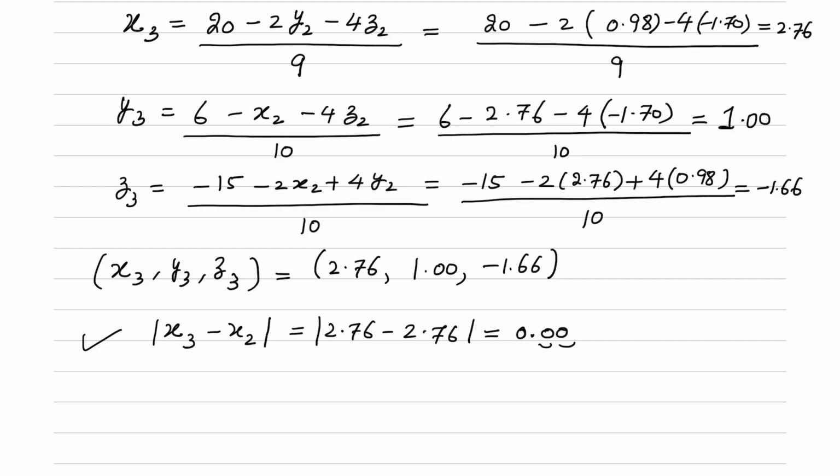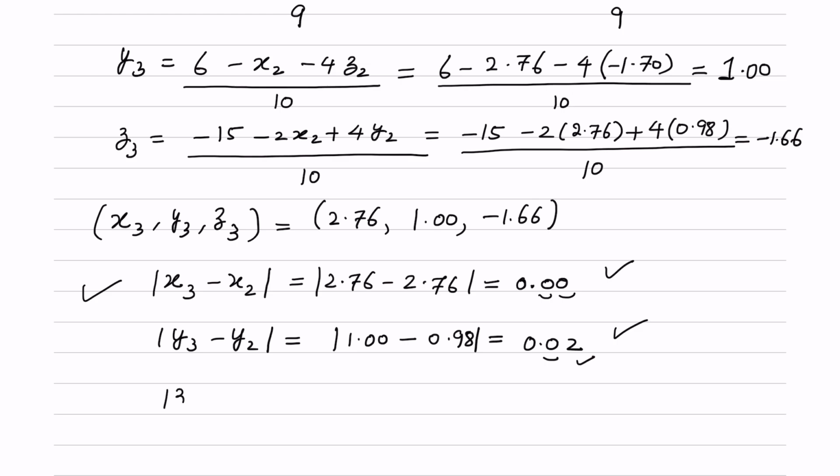So we have already checked x3 minus x2. Now we will check the difference of y3 and y2, which is 1.00 minus 0.98, and the absolute difference is 0.02. In this difference also, on the right of the decimal there is a 0 and a third digit, which is what we are looking for. So this also holds. And now we will check the third variable difference, z3 minus z2, which gives us minus 1.66 plus 1.70, which gives us 0.04. So in the case of the third variable, the criteria holds, that is, on the right of the decimal there is a 0 and a digit.